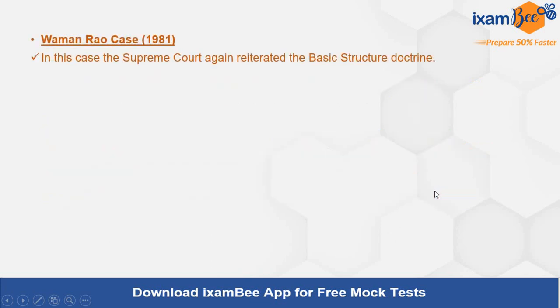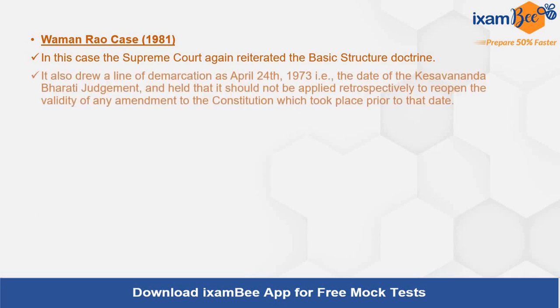Waman Rao case 1981. In this case, the Supreme Court again reiterated the basic structure doctrine only. It drew a line of demarcation on April 24th, 1973, that is the date of the Keshwanand Bharati judgment, and held that it should not be applied retrospectively to reopen the validity of any amendment to the constitution. यानी कि ये भी काफ़ी important point है जो Keshwanand Bharati case के continuance में ही चल रहा है.